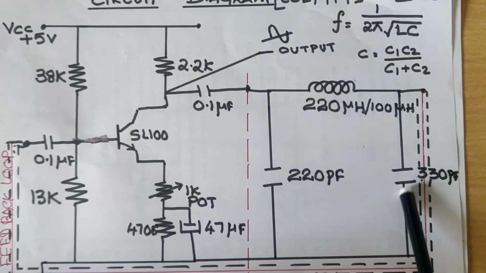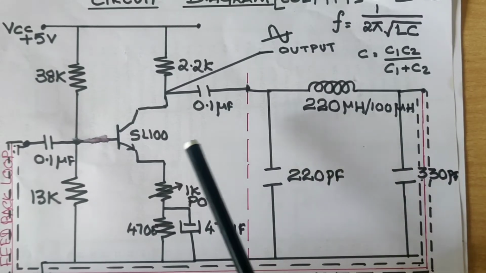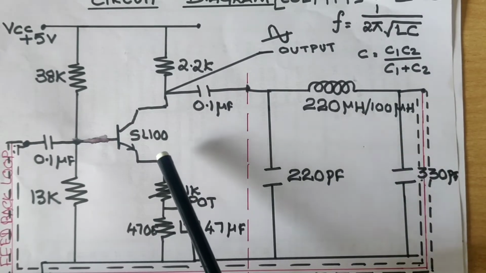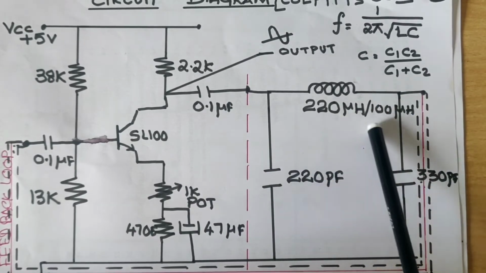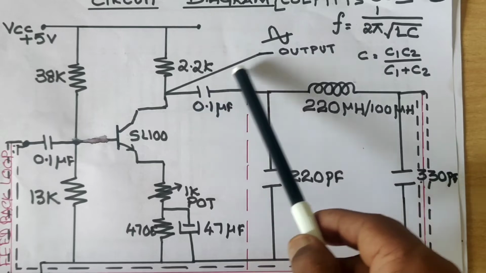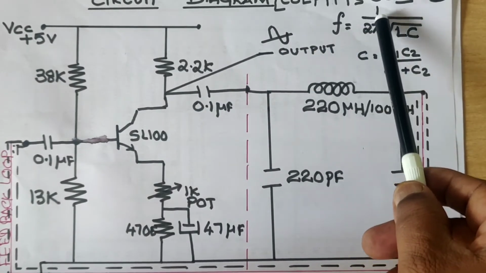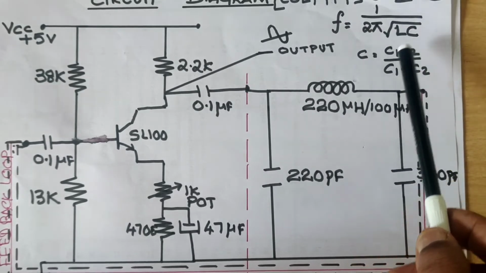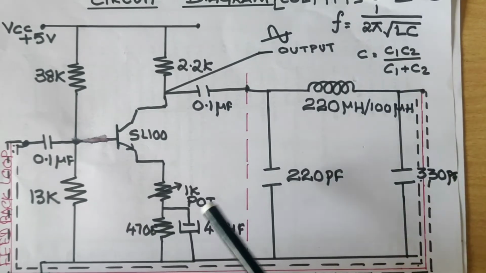In the tank circuit, I already explained how it works and how that 360 degree phase shift, that means 180 degrees by the transistor will do one part and the other part will be by the tank circuit, and finally you will get 360 degree output as a sine wave. The frequency is calculated by using this formula: 1 divided by 2 pi root LC, where C is equal to C1 C2 divided by C1 plus C2.